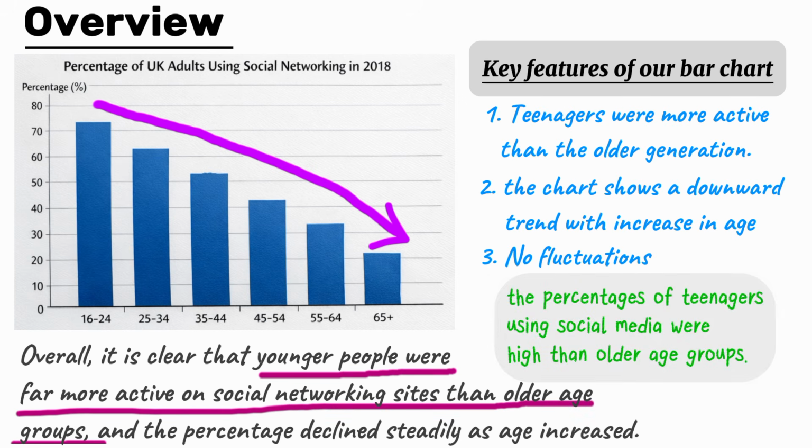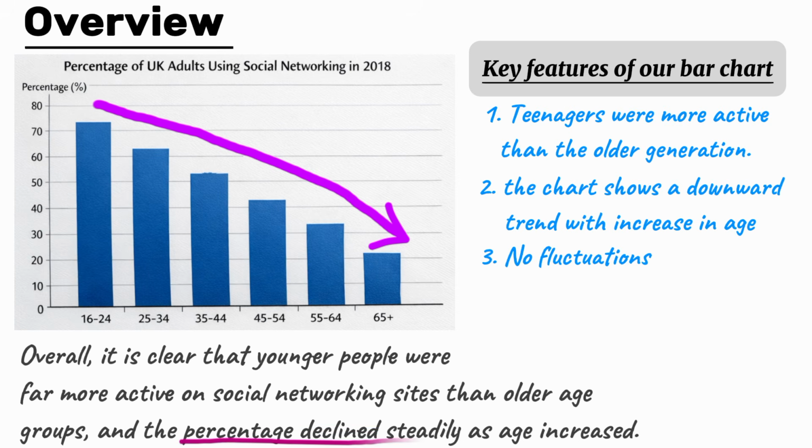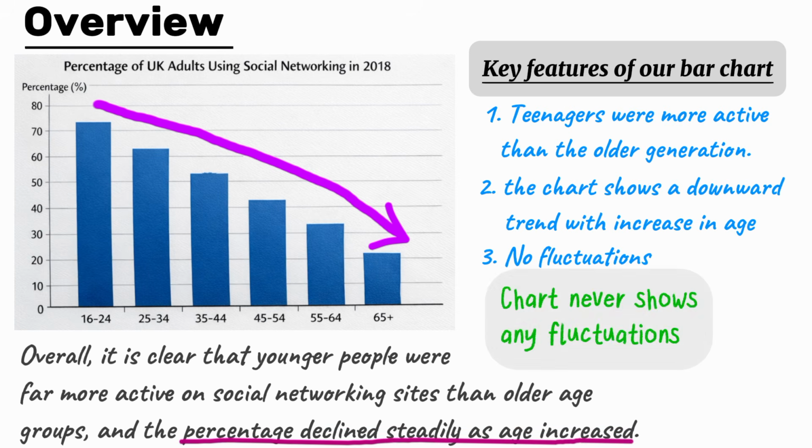This is just a nice way of saying that the percentage of teenagers using social media was higher than older age groups, and I wrote that the percentage declined steadily as age increased. Likewise, this means that the chart never shows any fluctuations and gradually declines in percentage with an increase in age.